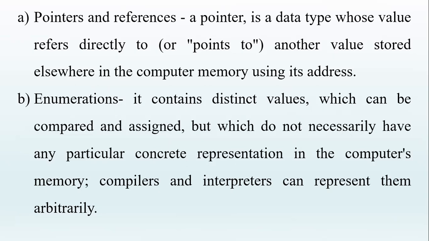Number two is enumerations. It contains distinct values which can be compared and assigned, but which do not necessarily have any particular concrete representation in the computer's memory. Compilers and interpreters can represent them arbitrarily.